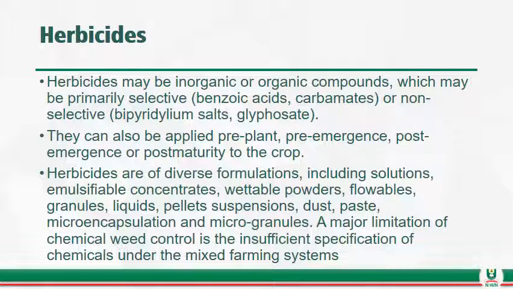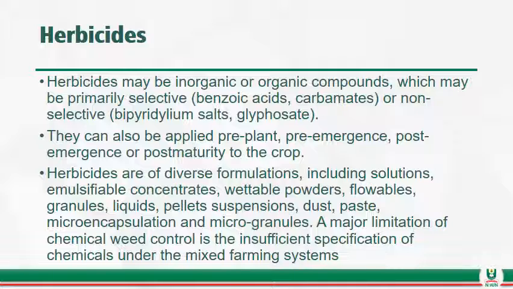What are herbicides? Herbicides are inorganic or organic compounds which may be selective or non-selective. So they are chemicals that you use to control weed on your field, and they can be applied pre-plant, that means before you plant. There are some that you apply on the field before you plant. Then there are some that you can apply after you have planted but before the plant emerges. So you call it the pre-emergence herbicide. And there are some that you can use when the plant is fully established. That's the post-emergence or post-maturity herbicide.